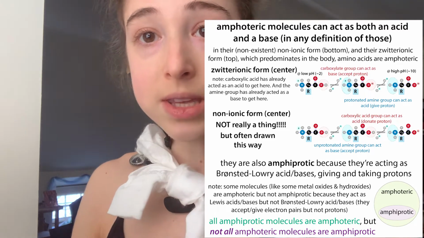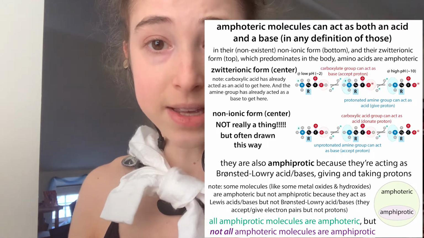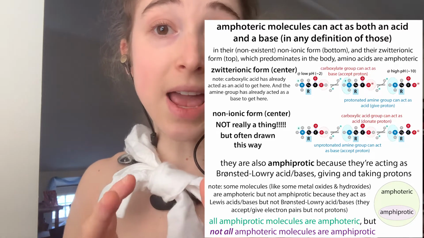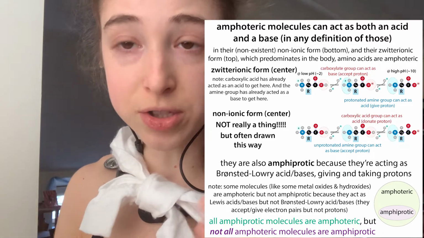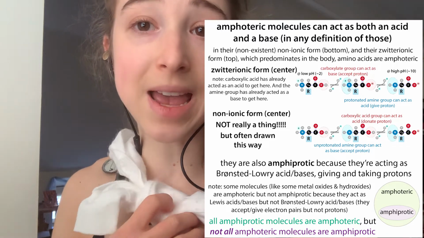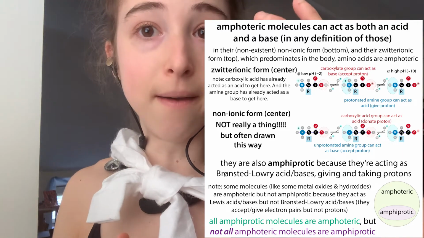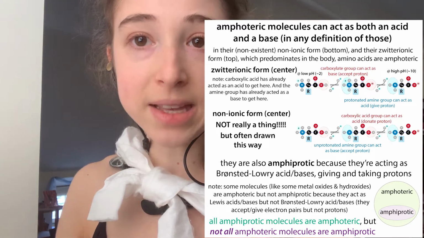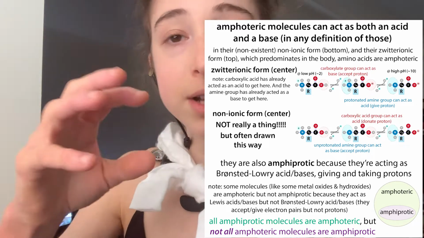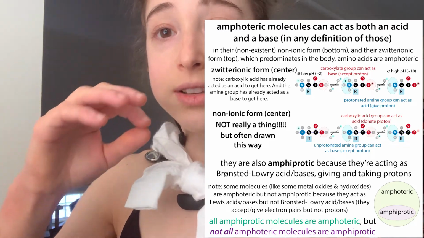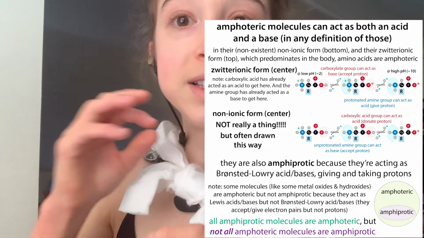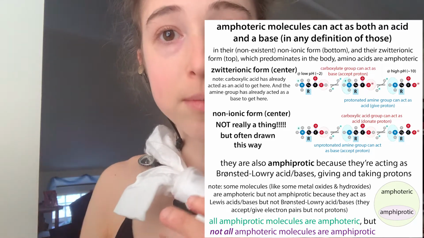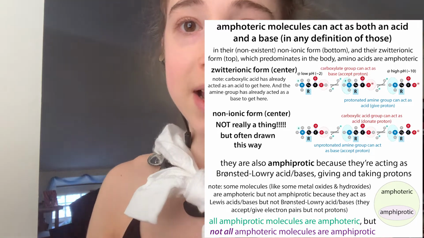If we go to the amine side of things, it acts as an acid when it has an extra proton. So when it's in its charged form, then it's acting as an acid. But when it's in its neutral form, it's acting as a base, picking up a proton to become the conjugate acid. And in the zwitterionic form, it's capable of acting as an acid, and the carboxylate is capable of acting as a base.